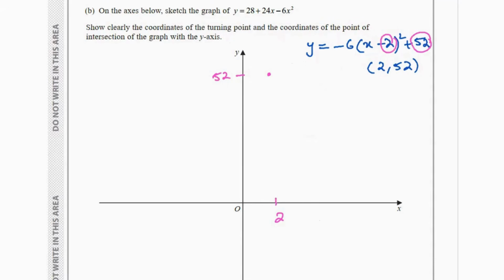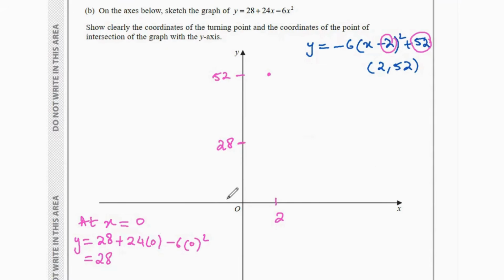the intersection of the graph with the y-axis. So for that, we put x equals 0. So at x equals 0, y is going to be 28 plus 24 times 0 minus 6 times 0 squared. So that's 28. So 28 is going to be somewhere over here, let's say.